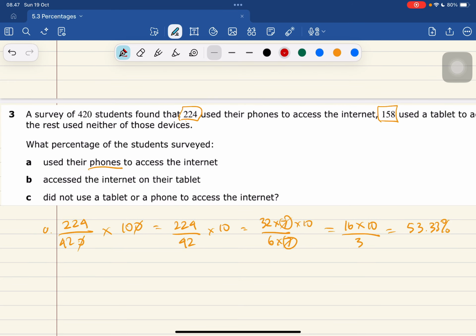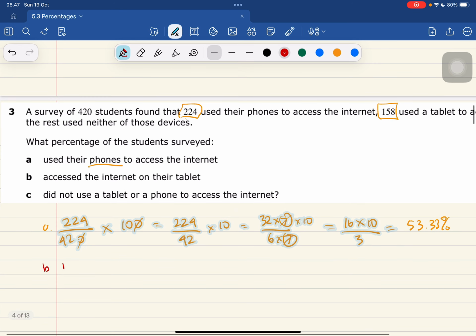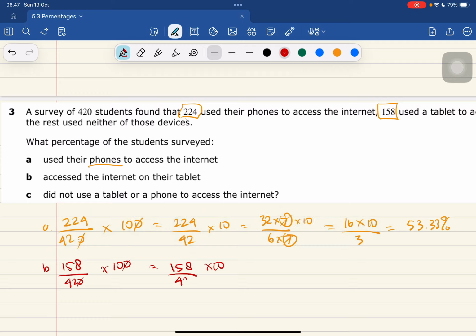Now B. So 158 divided by 420. We multiply by 100. So this will give us the answer of 158 times 10 over 420. So we cancel it. So this is 42. So we can simplify by 6 times 7. So this is times 10.